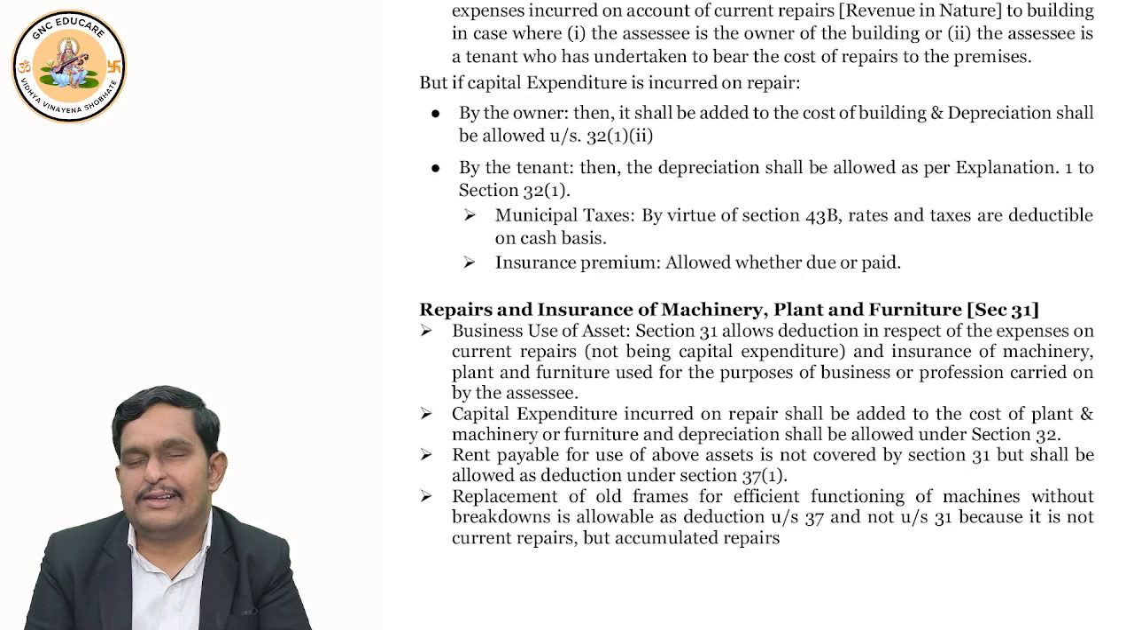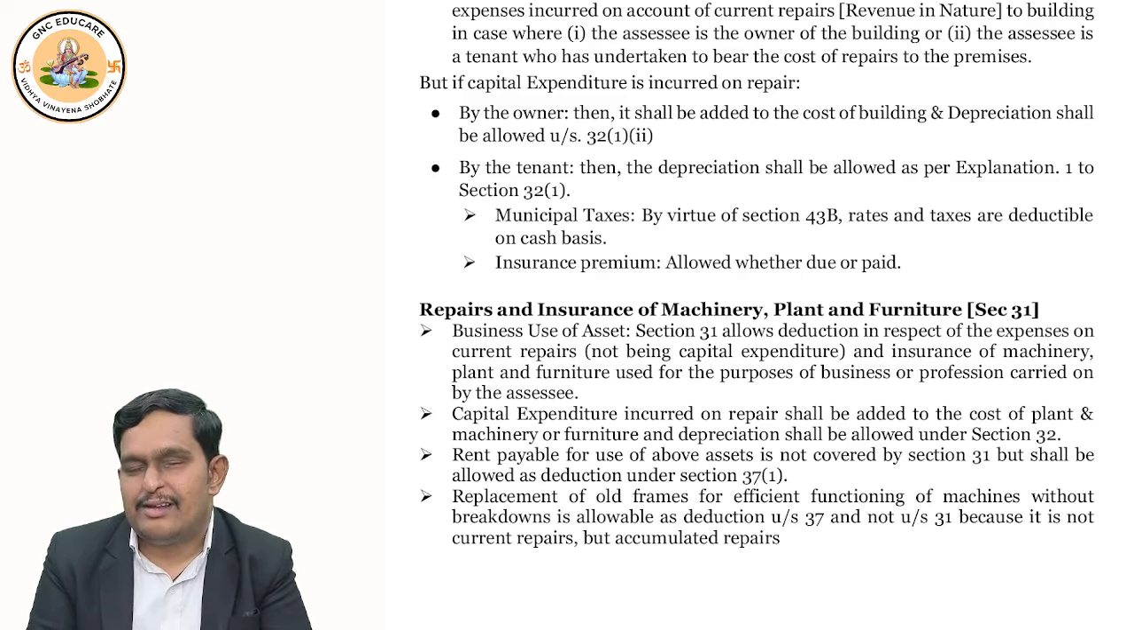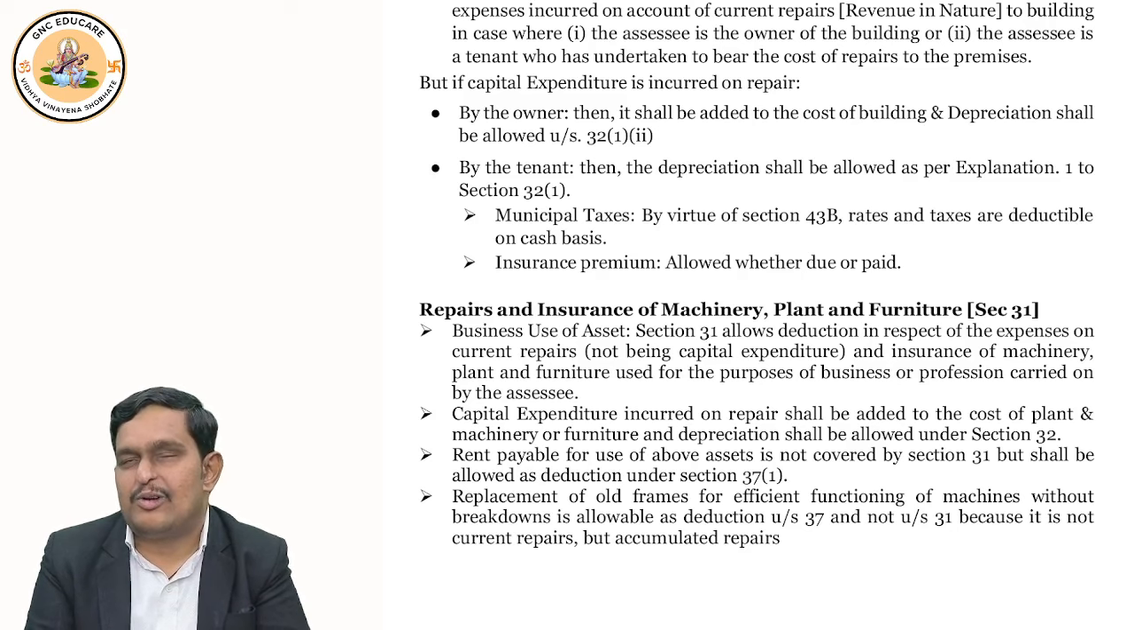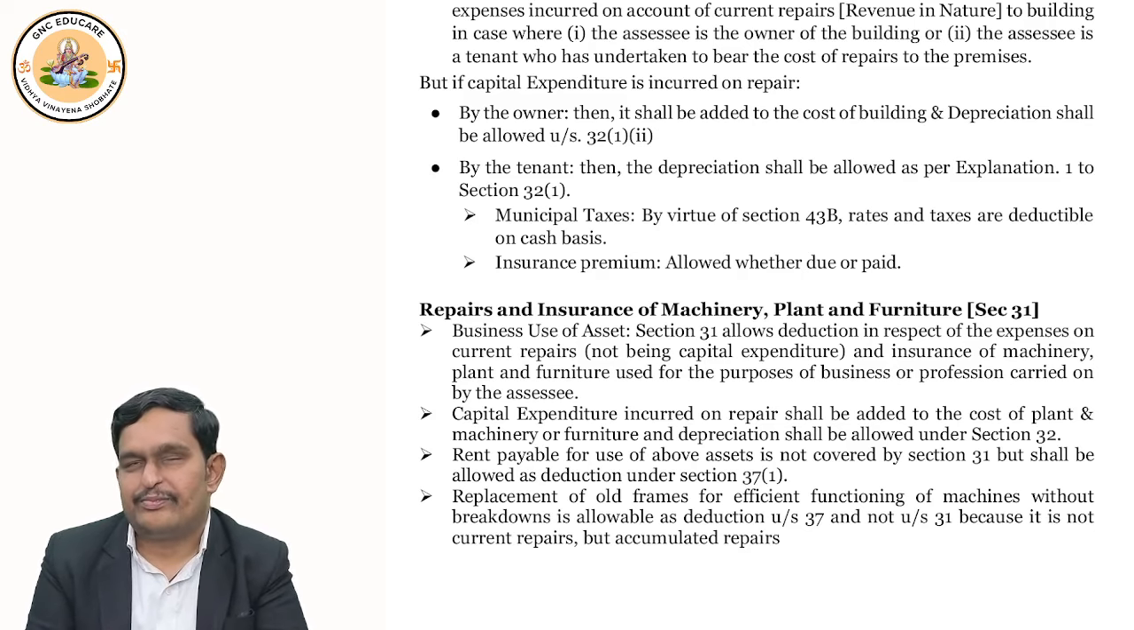So if some plant and machinery there was a repair, some furniture there was a repair, current repair, routine nature, right? You claim deduction here. And if it is a capital repair, then you cannot deduct here, but you can add to the cost of the asset and claim deduction, that is depreciation under section 32. Now, if some repair is given, how will you distinguish whether it is current repair or capital repair?